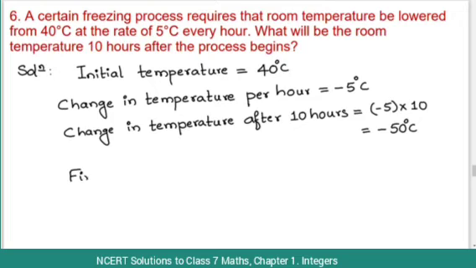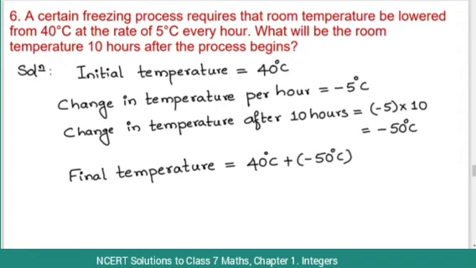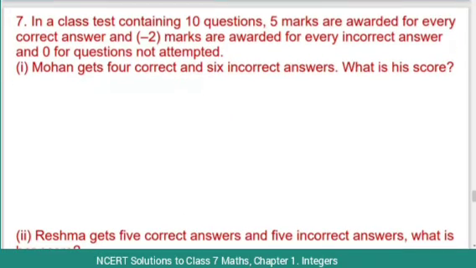Now final temperature will be how much? Initial temperature is 40 degree Celsius. Then final temperature will be 40 degree Celsius plus in bracket minus 50 degree Celsius, that is 40 minus 50 is minus 10. So final temperature is minus 10 degree Celsius.